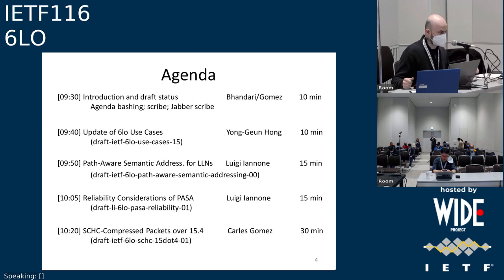And this is the agenda proposed for today. The first presentation is the usual chair's introduction, which is currently in progress. That will be followed by a presentation on the update of the 6LO use cases draft by Yonggeun Hong. And that will be followed by a set of two presentations by Luigi Iannone on the topic of path-aware semantic addressing, PASA. The first one is the base document for PASA, path-aware semantic addressing for LLNs, and the second one is a companion document which focuses on the reliability considerations of PASA. Finally, there will be one other presentation given by myself on the transmission of SHIC compressed packets over 15.4 networks.